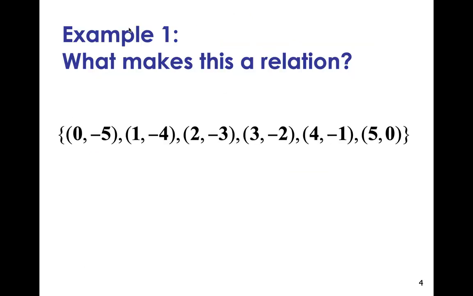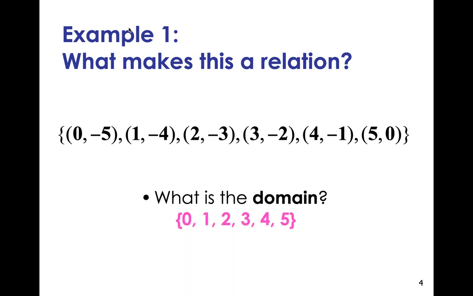It says, what makes this a relation? Well, if we simply take a look at the definition that we saw on the first slide, the definition of a relation is a set of ordered pairs. And it appears here that we have a set of ordered pairs, so this would be a relation. What is the domain? The domain is 0, 1, 2, 3, 4, 5.